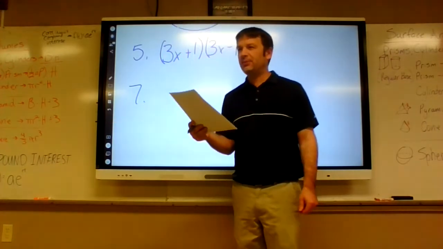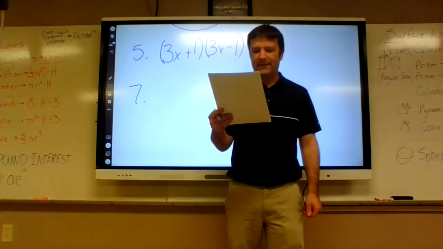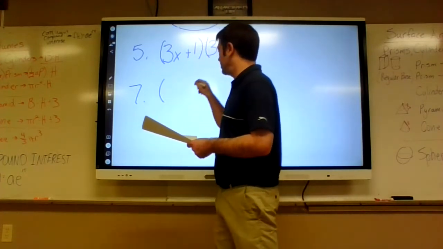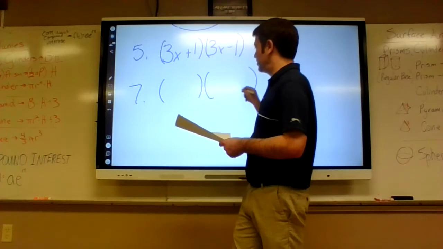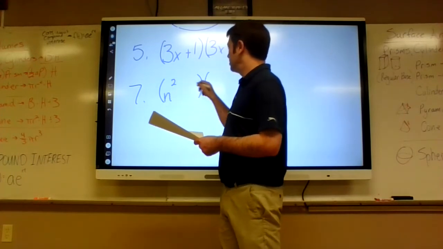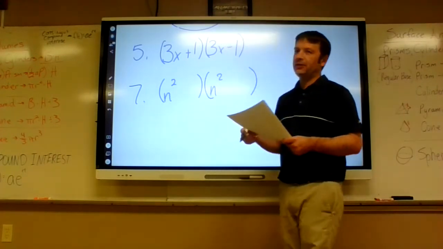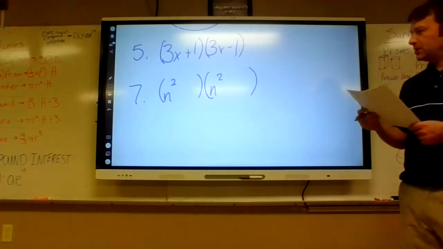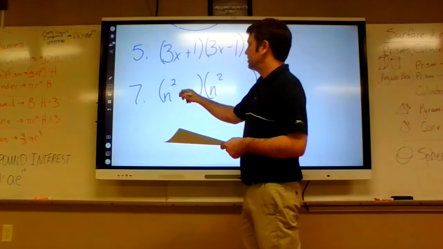Alright, number 7. Is 7 a square minus a square? Yeah, it is, because what? a squared times b squared, right? And what goes into negative 100? 10 and negative 10.